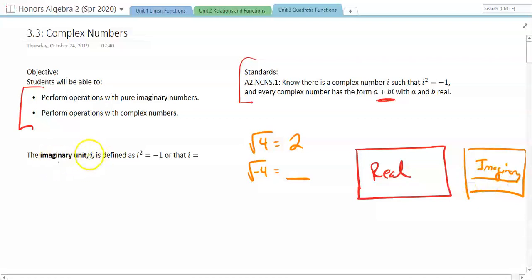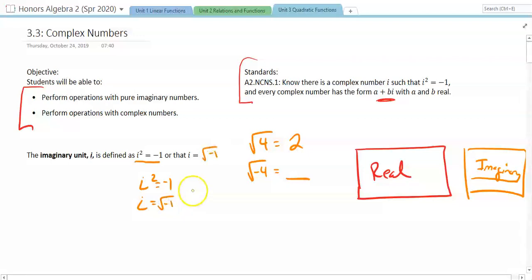The imaginary unit i is defined such that i squared is equal to -1. And if i squared is equal to -1, that means that i, taking the square root of both sides, would just be equal to the square root of -1. And so that's the definition: i is equal to the square root of -1.